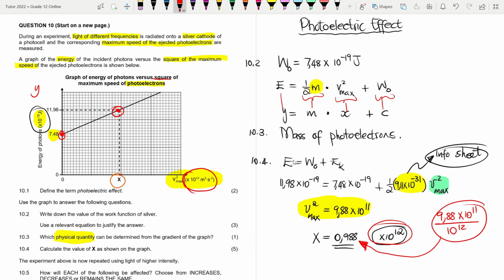Yeah, so if you take 9.88 times 10 to the power 11 and divide by 10 to the power 12, you get what we got there. Okay, I see. Yeah, good question.